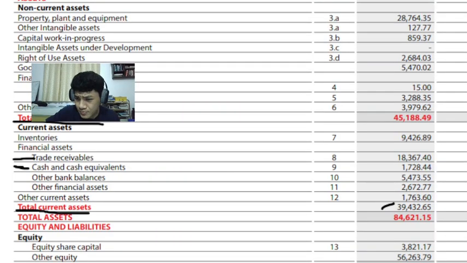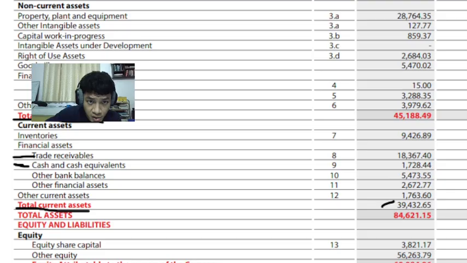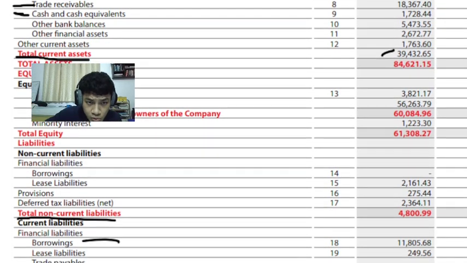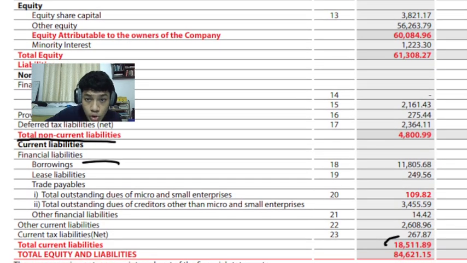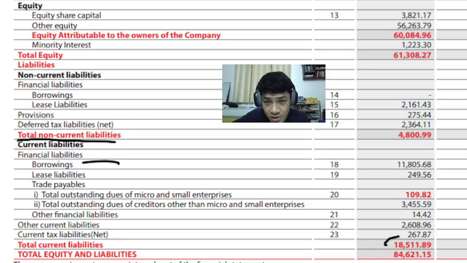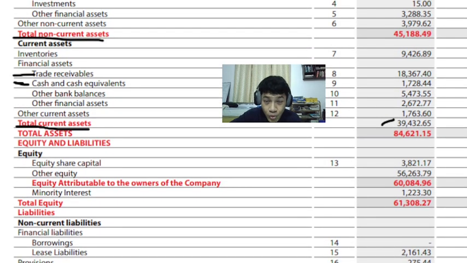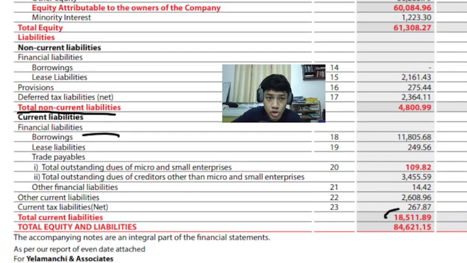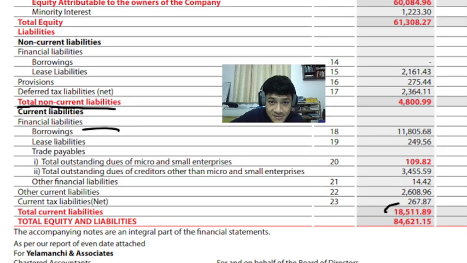So that was current assets. Keep in mind the figure, okay? 394 crores of current assets. We move down, we see total non-current liabilities, very small, only 48 crores worth. Wow, compared to like how much was that? 400 crores of non-current assets. So non-current liabilities are very small. Now current liabilities. These are liabilities which the company has to pay back within 1 year.